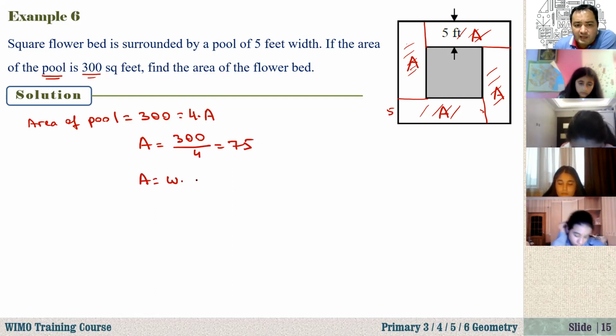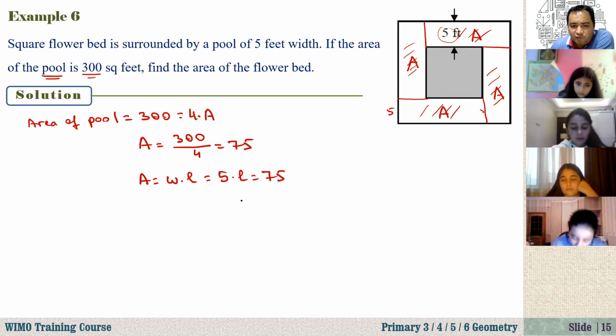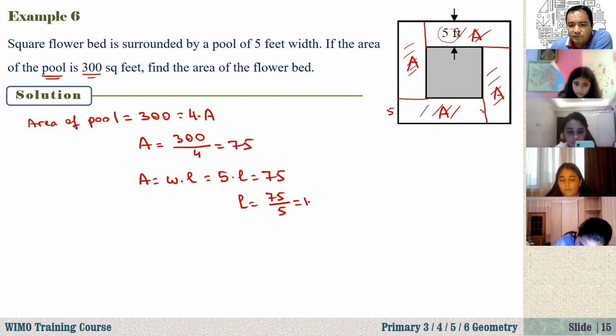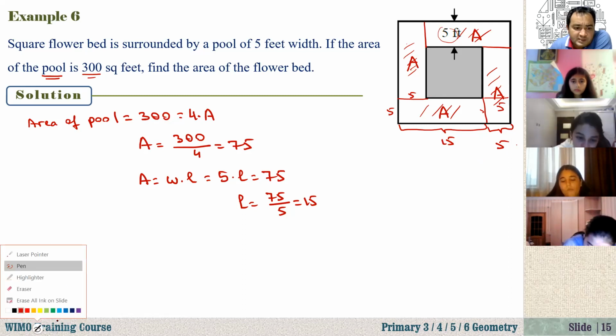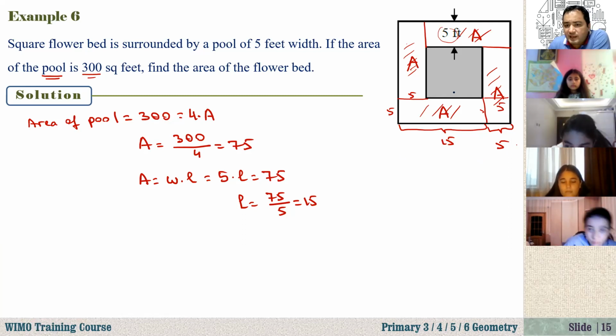But at the same time, what is area? Area is width times length, right? And we know that the width is given as 5 feet. Every rectangle's width is 5 feet. So 5 times length is equal to 75. From here, what is length? Length is 75 over 5. That's equal to 15. So the length of this one is 15. And this width is 5, this one is 5, and also this one is 5. Then what is one side of the square? It should be 10. This should be 10. All sides are equal, right?